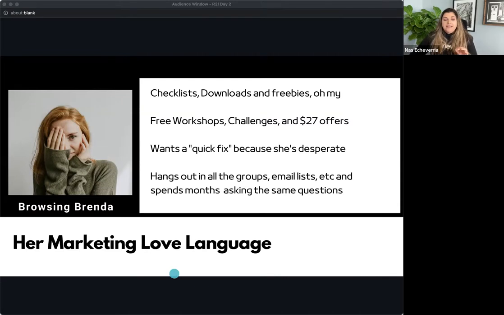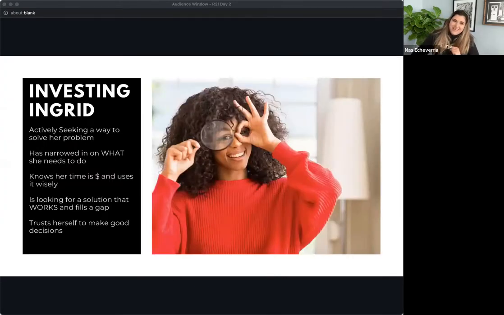Okay. Now let's look at Investing Ingrid. Okay. Investing Ingrid is actively seeking a way to solve her problem. She values and knows that she's narrowed in on what she needs to do. She's looked for solutions. She knows what's out there. She knows her time is money and she uses it wisely. She's looking for a solution that works and fills a gap. She trusts herself to make the right decisions.